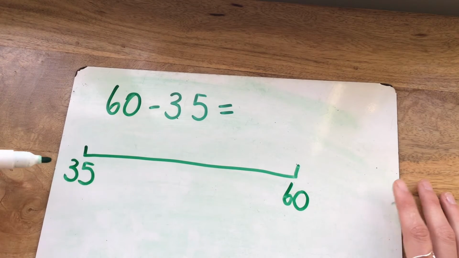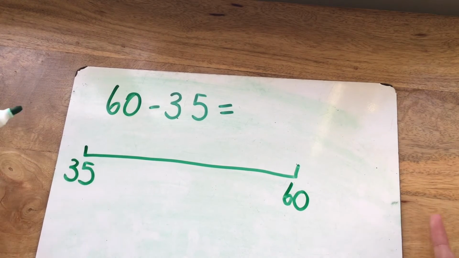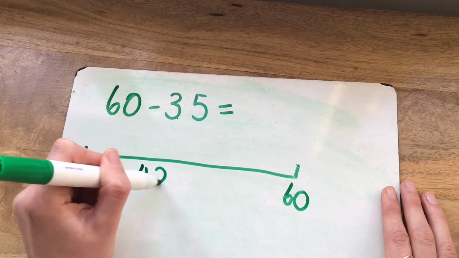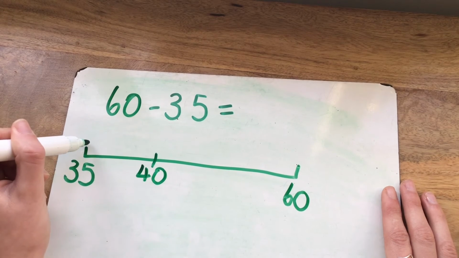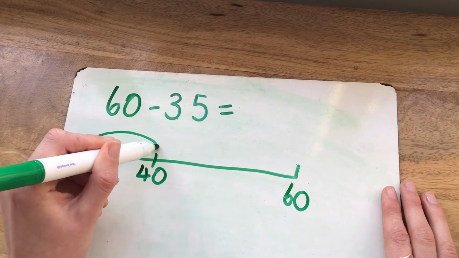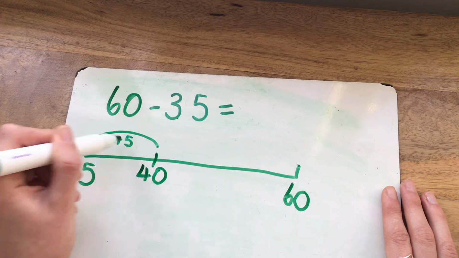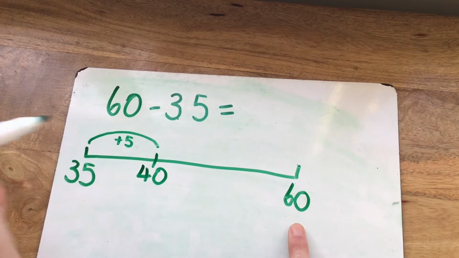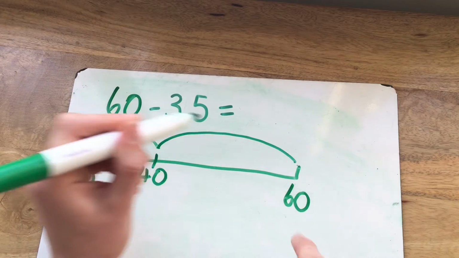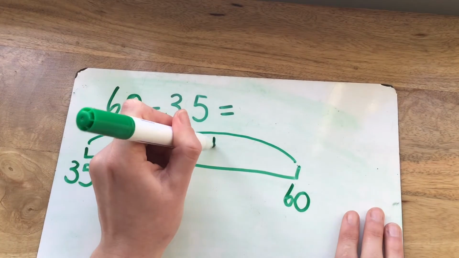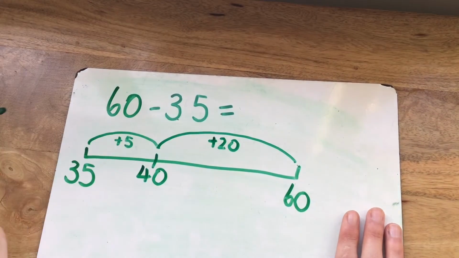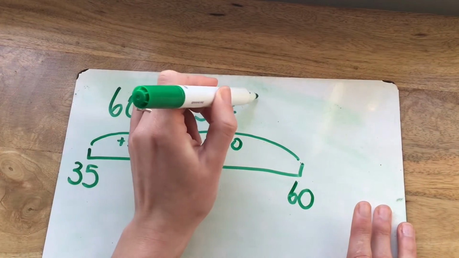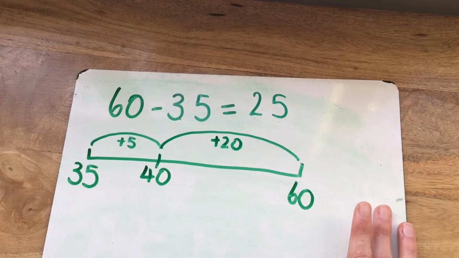Now I'm not going to go to the next 100 because my number isn't 100, it's a 10. So I'm going to go to the next 10, which is 40. Now what have I done to get from 35 to 40? I've added 5. Now it's super easy for me to take 40 to 60. 40, 50, 60. I've added 2 tens. Now remember, don't forget this last step where we add those 2 numbers together.